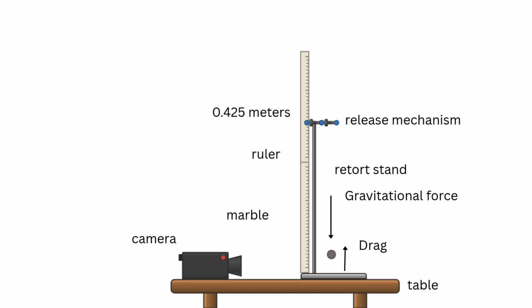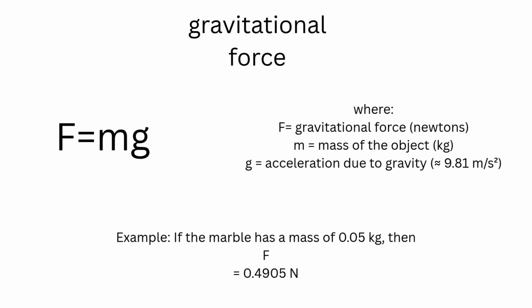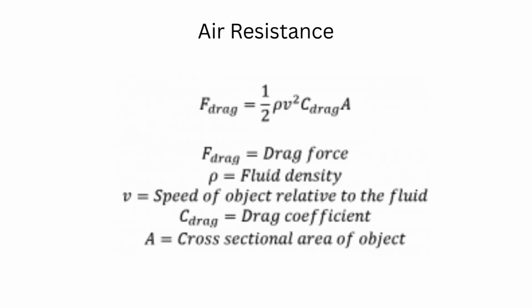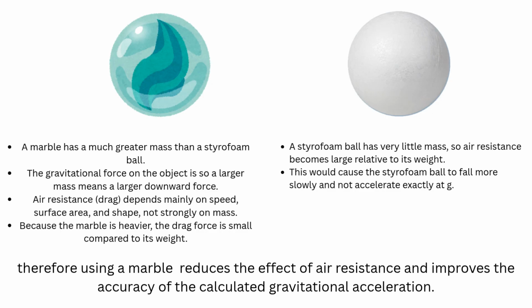The gravitational force increases as mass increases due to the formula F equals mg. The air resistance is a drag force that acts opposite to the direction of motion. As the ball falls and its speed increases, the drag force increases, slightly reducing the acceleration. And due to the drag force being calculated by surface area, the mass of the ball does not affect it.